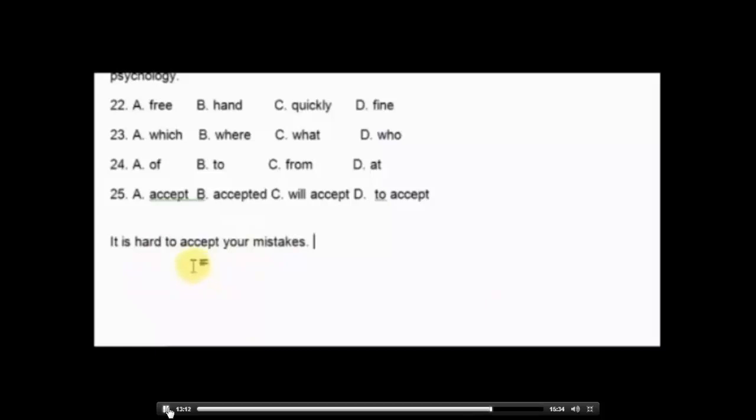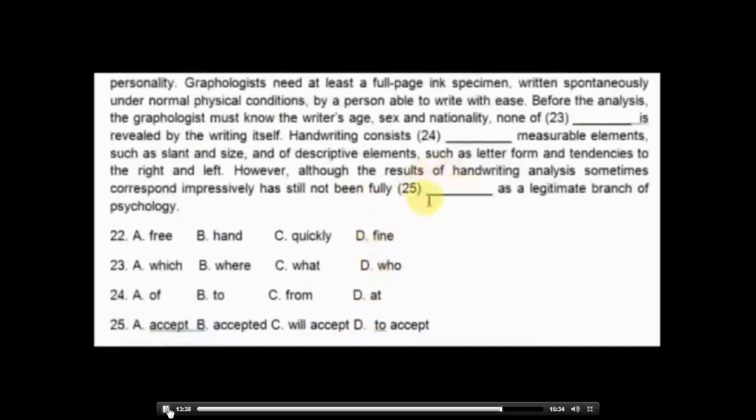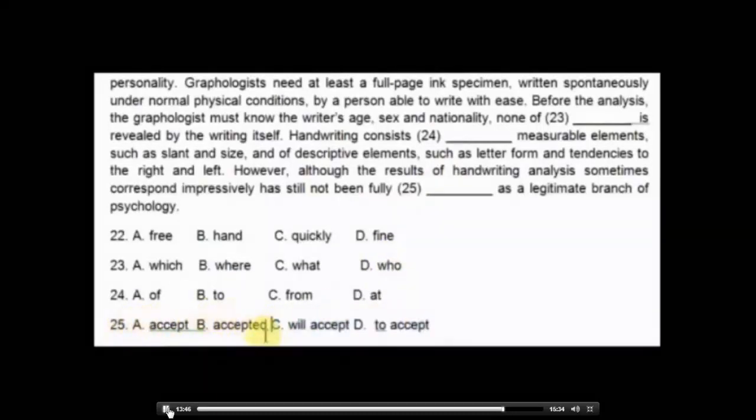So here what we have is, it is hard, the verb of the sentence is. ¿Cierto? El verbo ser o es. En este caso, es difícil aceptar tus errores. Since we already have a verb here that has a time, we can use this verb in infinitive. But in this sentence, we cannot use it. So here we can discard these two options. Now we have accept and accepted.